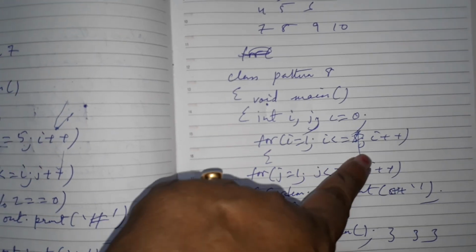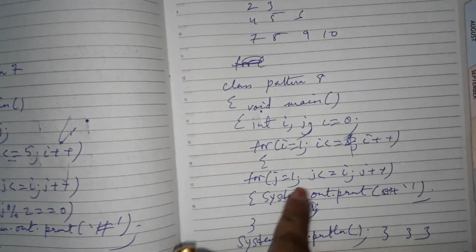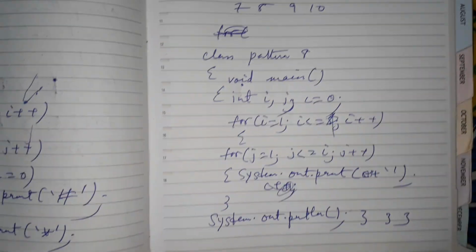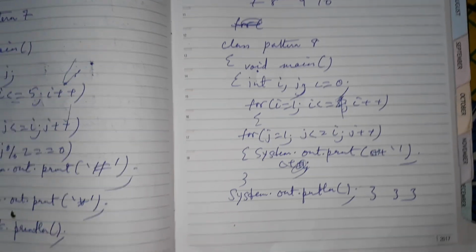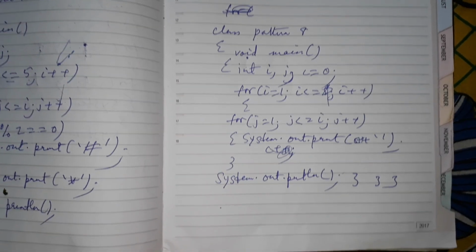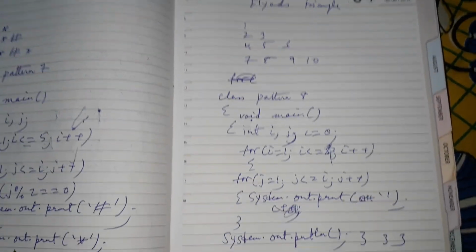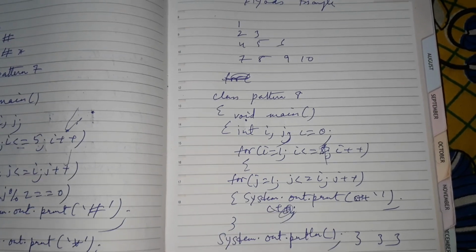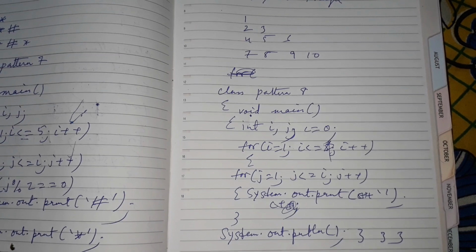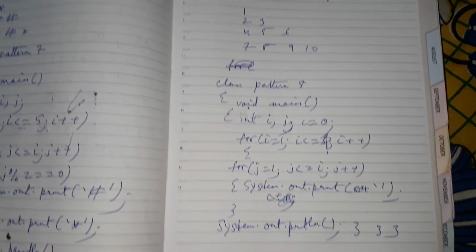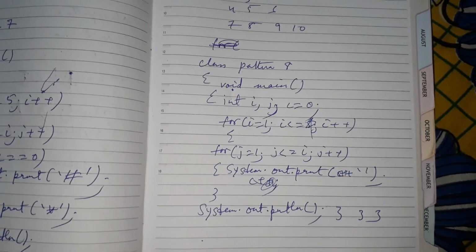So I is 1, I less than equal to 4, because there are 4 lines and every line is increasing by 1. So J is equal to 1, J less than equal to I, but you are printing C plus plus. So C starts with 0. First line you print 1, second line you print 2 and 3, third line 4 5 6, fourth line 7 8 9 10. So this is another way.